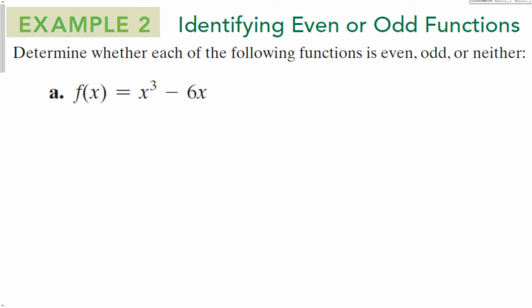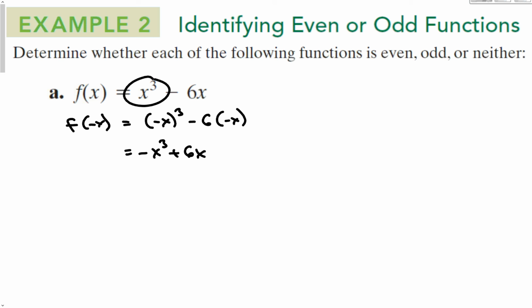Let's see how to do it. Let's determine if these functions are even, odd, or neither. So here's my original function. In order to tell, I need to calculate f of negative x, which means I input a negative for every value of x. Well, now we have to evaluate it. Negative x to the third power, negative times a negative times a negative, is negative. Negative 6 times negative x is positive. Notice that this term was positive, now it's negative. This term was negative, and now it's positive. Everything in this function has changed signs. So this function is odd.